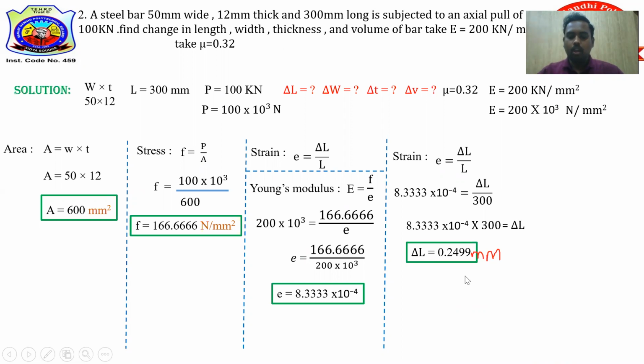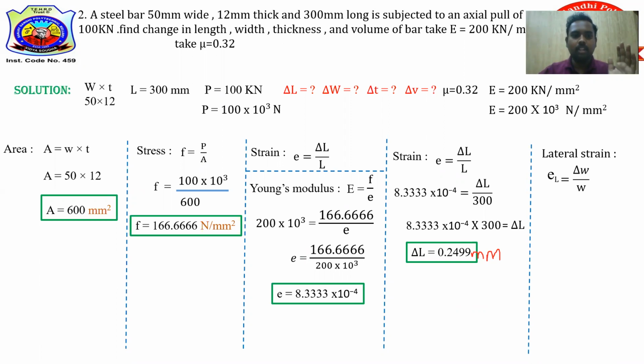Okay, students. After finding out the strain, I am done with Young's modulus. Then I'll go with the lateral strain. What is the formula for lateral strain? In the previous case, we studied EL equals delta B by B, or here delta W by W, or delta T by T. This is the formula for lateral strain. In the previous case it was a breadth; in this case, he has given a width. So EL equals delta W by W or delta T by T. Just cross check which formula I need to use. Should I use delta W by W or delta T by T? Let us cross check one by one.